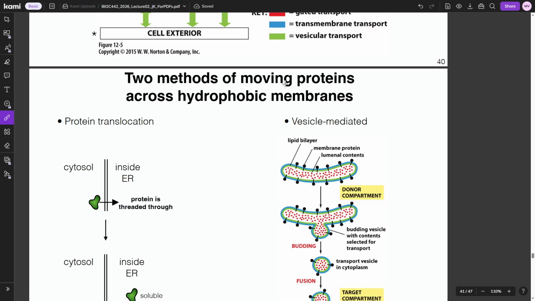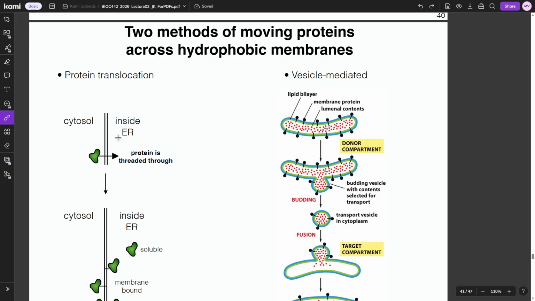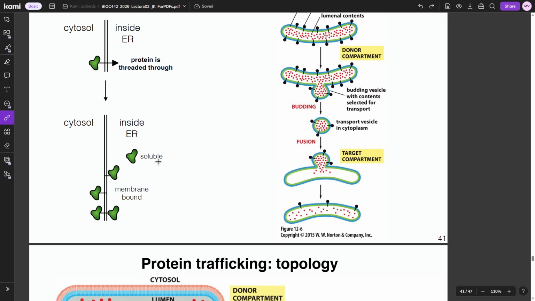There are two ways of moving proteins across hydrophobic membranes. You can either use translocation using a protein, or you can use vesicles. That's it. This is a really poor example actually, because there's a channel that should be shown here, but basically a protein can be fed through a channel, and that's one way of translocating. It's not really shown super well here at all.